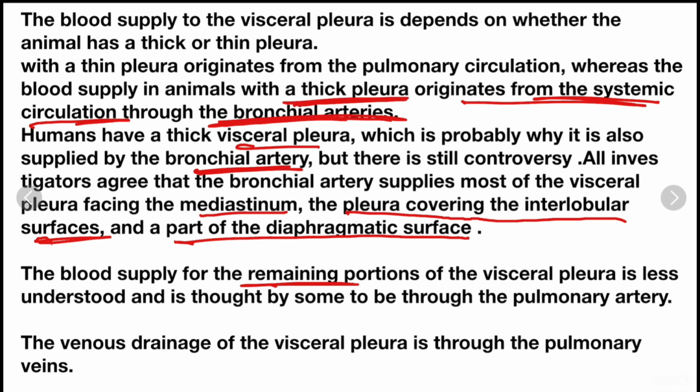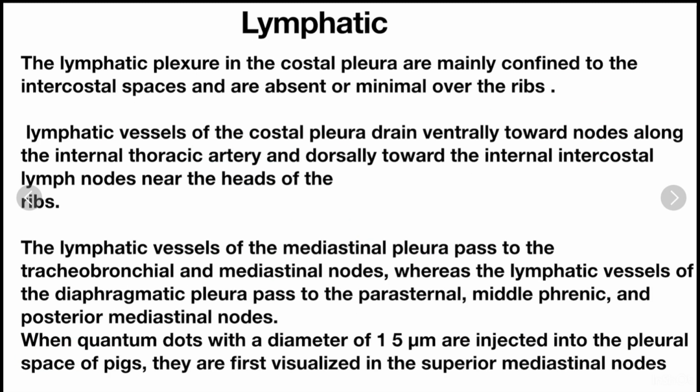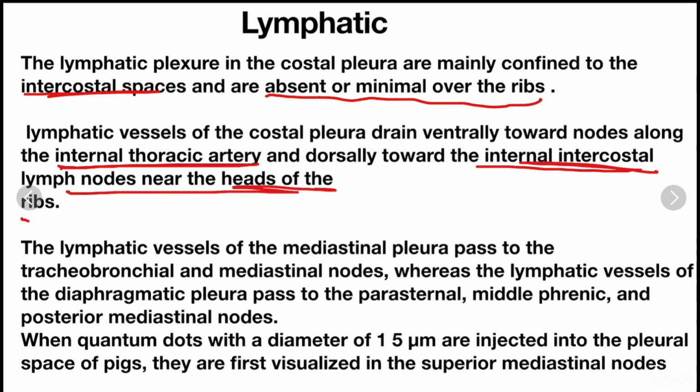Got it. Now comes the venous drainage of the visceral pleura. It is through the pulmonary veins. So venous drainage is fixed and it is by the pulmonary veins. Then we come to lymphatics. The lymphatic plexus in the costal pleura is mainly confined to the intercostal spaces and is absent or minimal over the ribs. The lymphatic vessels of the costal pleura drain ventrally toward nodes along the internal thoracic artery and dorsally toward the internal intercostal lymph node near the head of the ribs.